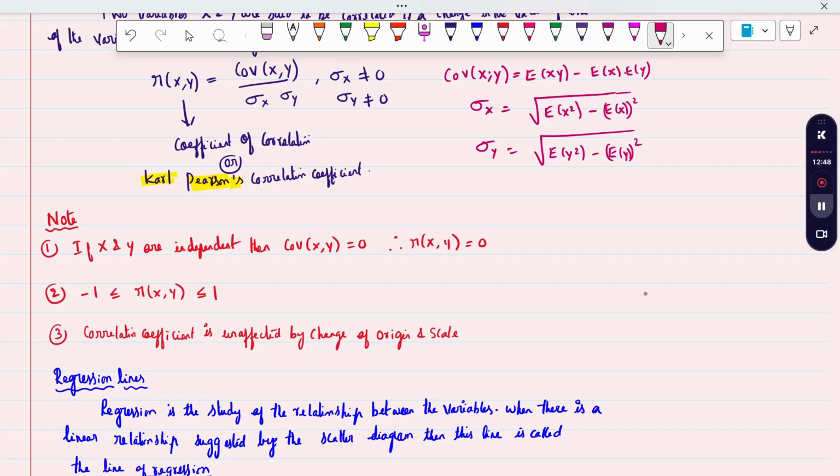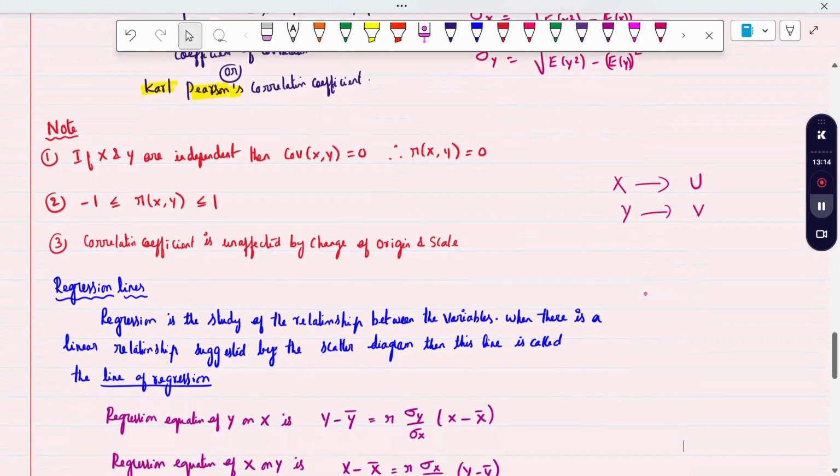Correlation coefficient is unaffected by a change of origin and scale. When I change the variables, instead of x some u, and instead of y some v, changing the origin and scale, it will not be affected at all. There will be no change at all, so as it is, we can do it. That is one of the notes.